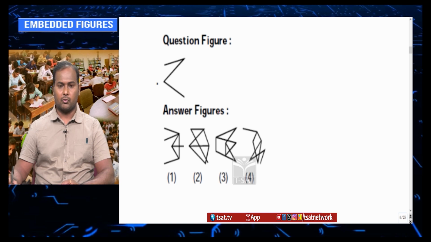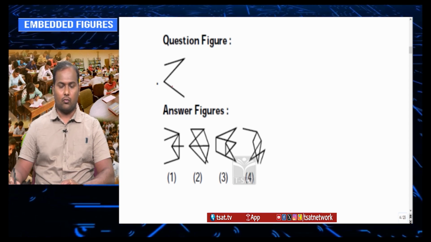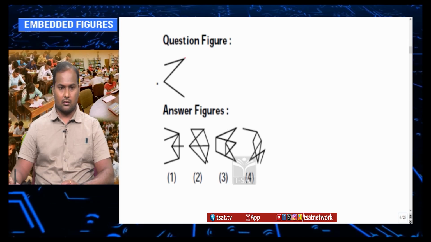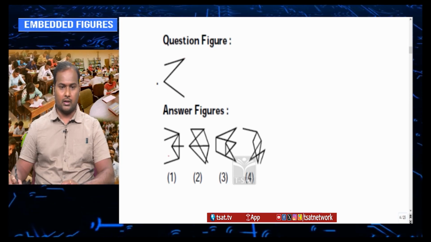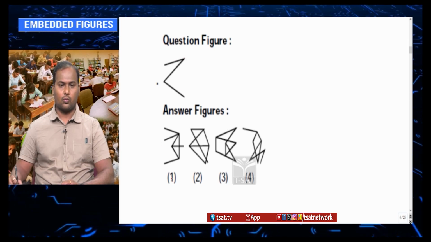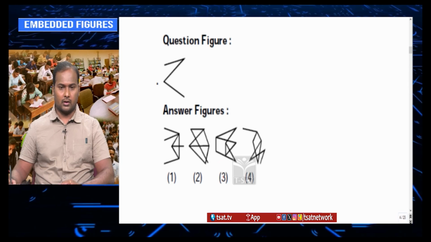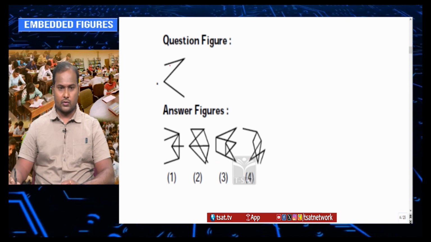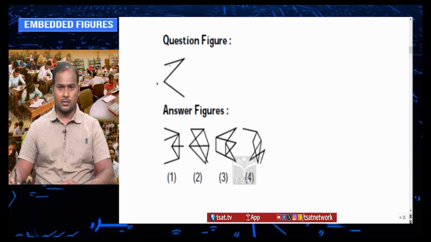Let's start with one particular question. The question figure is given here. At the bottom you have answer figures. One needs to observe and identify whether this question figure is embedded in option 1, 2, 3 or 4. So in this kind of question, you should have very good observation skills.